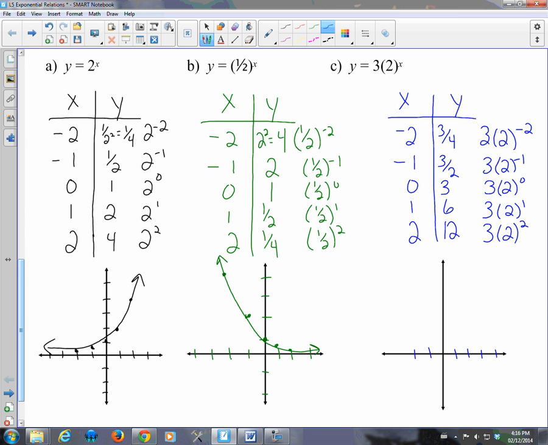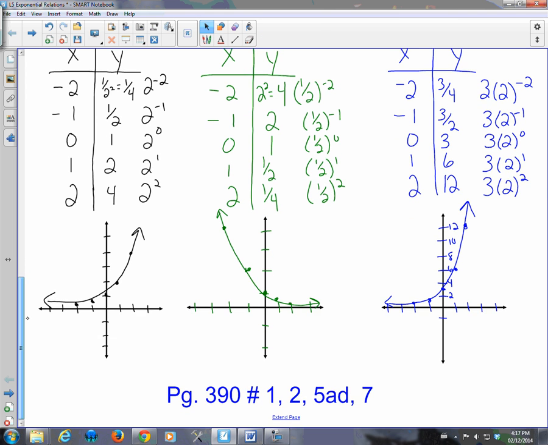And I put a scale on my graph: 2, 4, 6, 8, 10, 12. And I put my points on. So I have positive 2 and 12, positive 1 and 6, 0 and 3, negative 1 and 1.5, and negative 2 and 3/4. And there's that shape again. So your job now is to try some of those in your textbook, page 390.